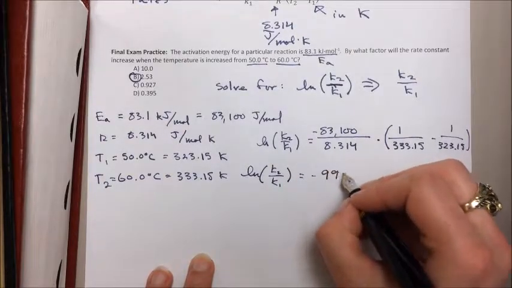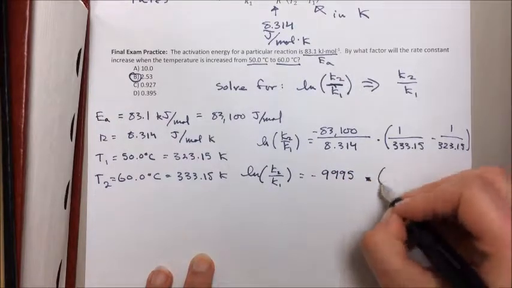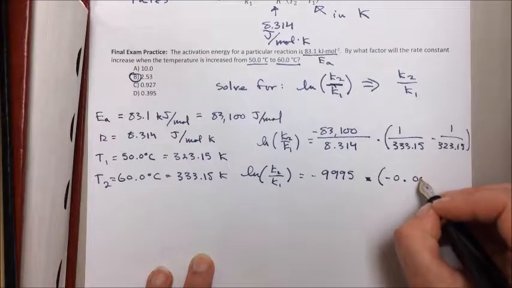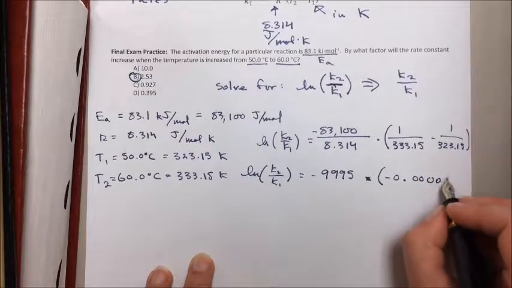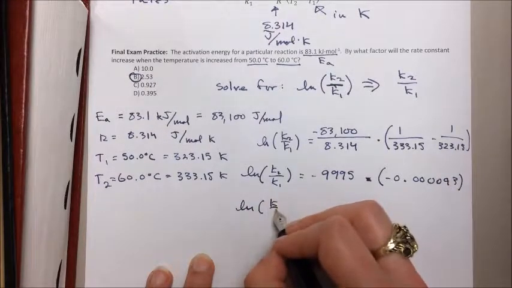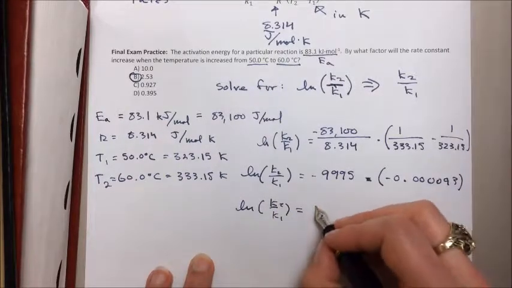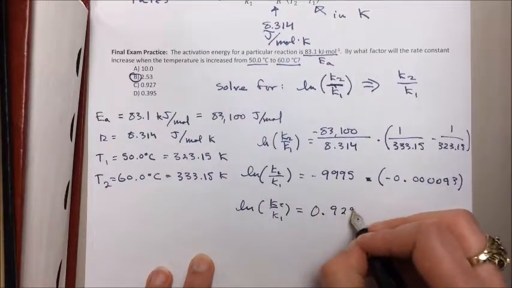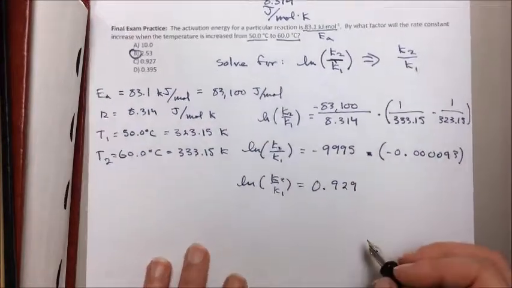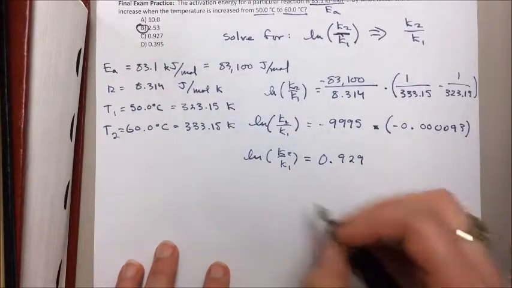Minus 9995 equals, or times, negative 0.000093. ln of K2 over K1 equals 0.929, and that's because we multiplied two negatives together. You get a positive. Now we need to take both sides, put them to the e power.